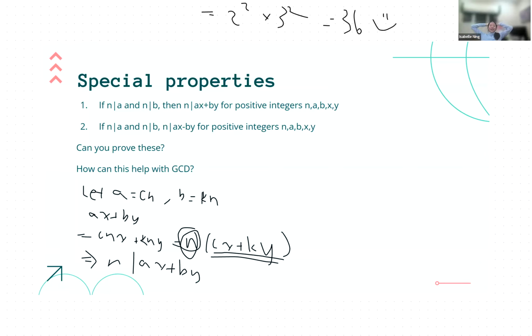Okay, and we can use a similar argument for question 2. Does anyone want to just write the question 2 answer on my screen, using the same method?